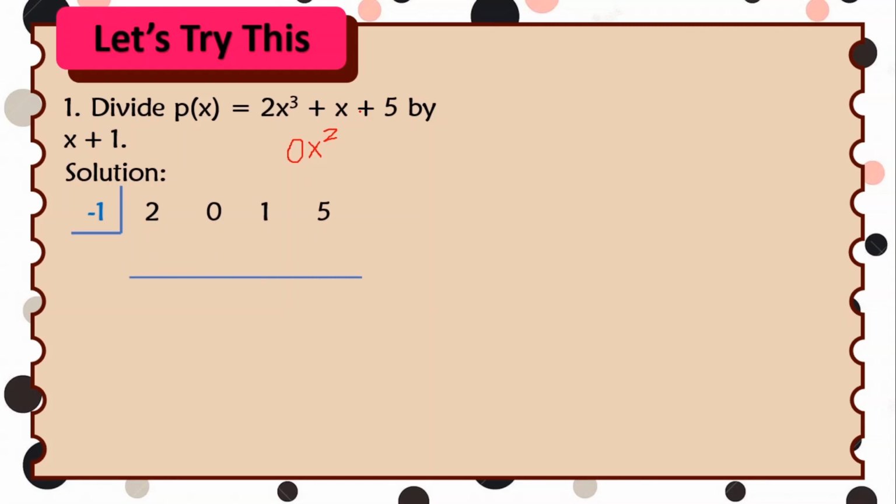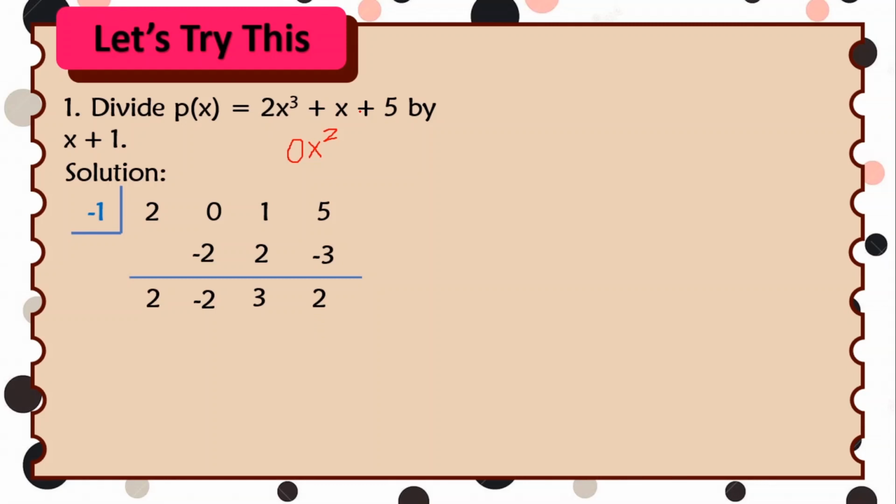Let us now solve using synthetic division. First, bring down the first coefficient. Bring down 2. Then, multiply by the synthetic divisor. So, 2 times negative 1, that is negative 2. Write the answer in the second row of the next column. Then add 0 plus negative 2, we have negative 2. And repeat the process. Negative 2 times negative 1, that is positive 2. Add 1 plus 2, that is 3. 3 times negative 1, that is negative 3. Add 5 plus negative 3, that is 2.